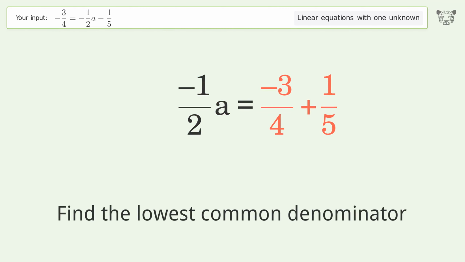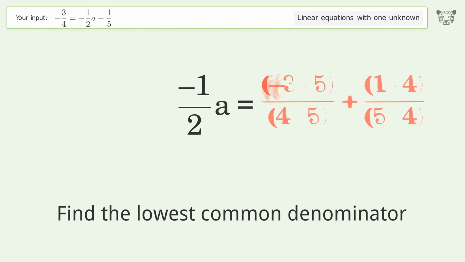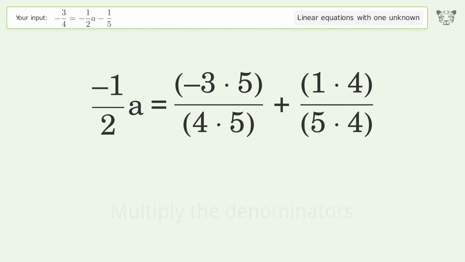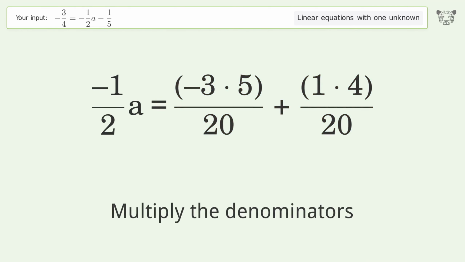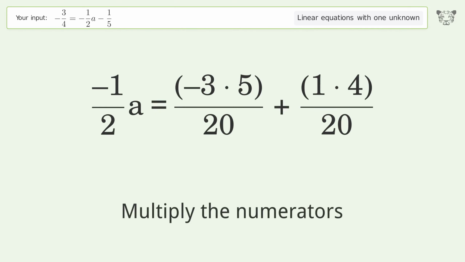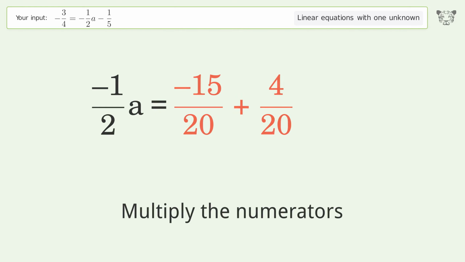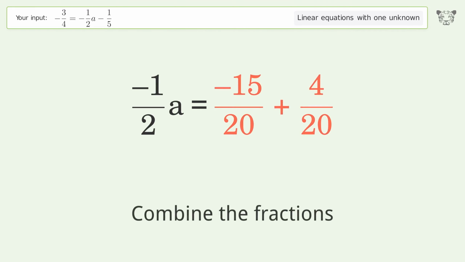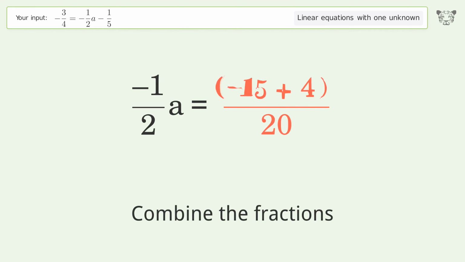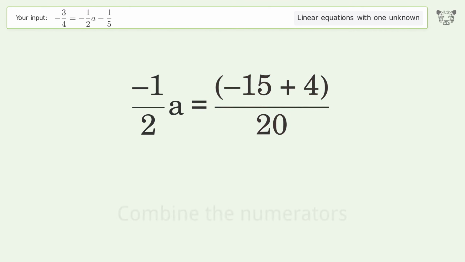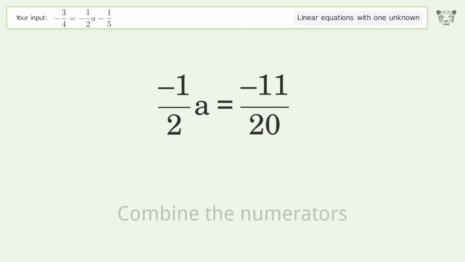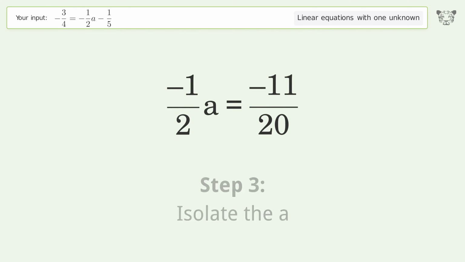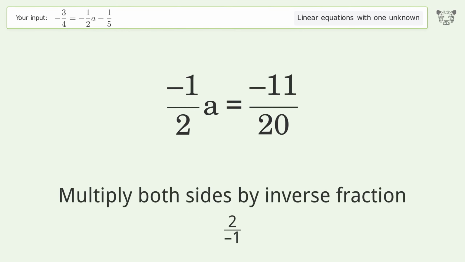Find the lowest common denominator. Multiply the denominators. Multiply the numerators. Combine the fractions. Combine the numerators. Isolate the a. Multiply both sides by the inverse fraction, 2 over -1.